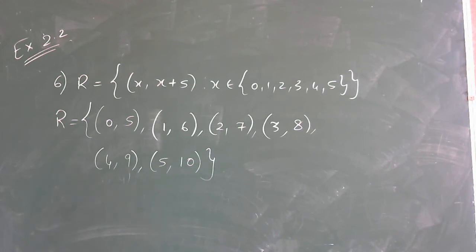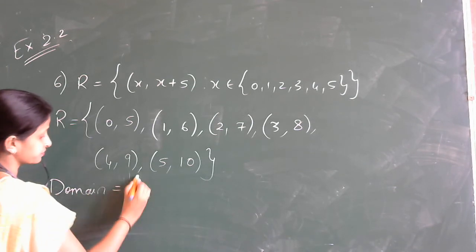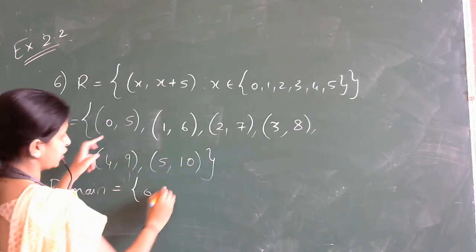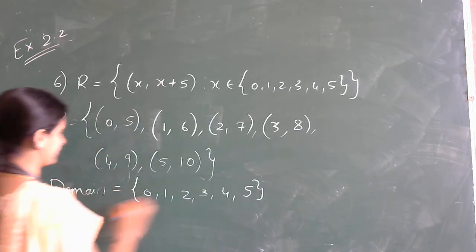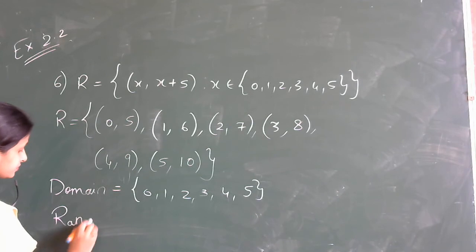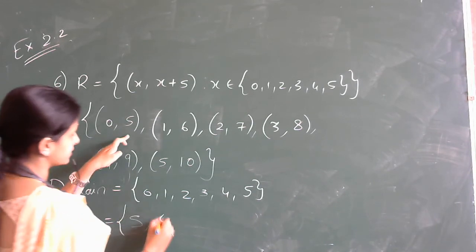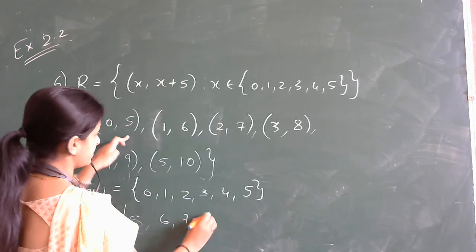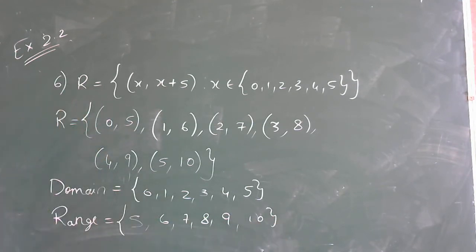So this is the relation in roster form. From this you can tell me, right? What is domain, students? First elements 0, 1, 2, 3, 4, 5. What is range? Range is second elements 5, 6, 7, 8, 9, 10. So this is range.